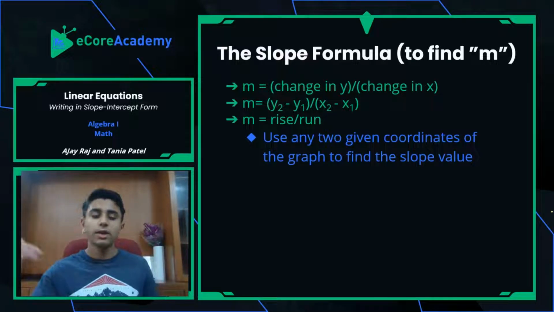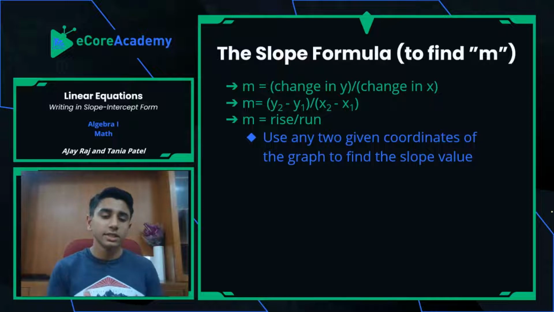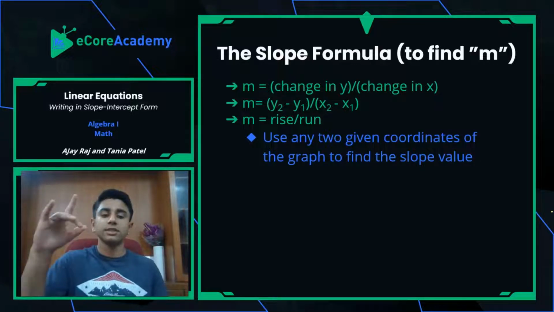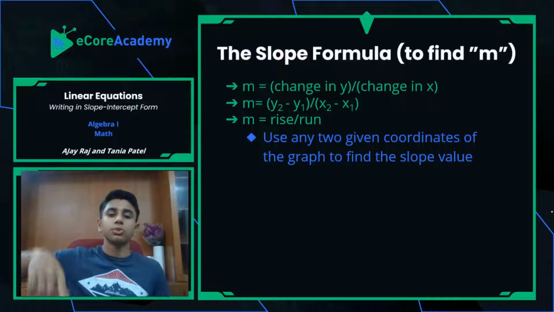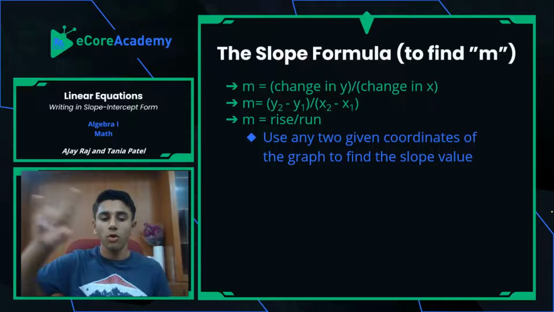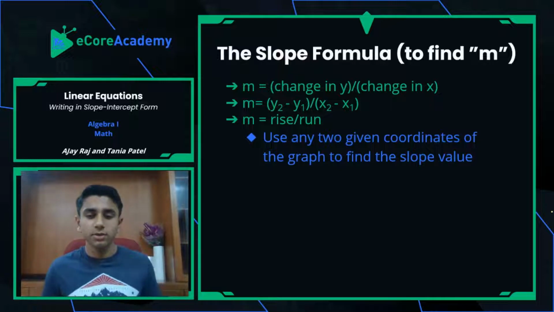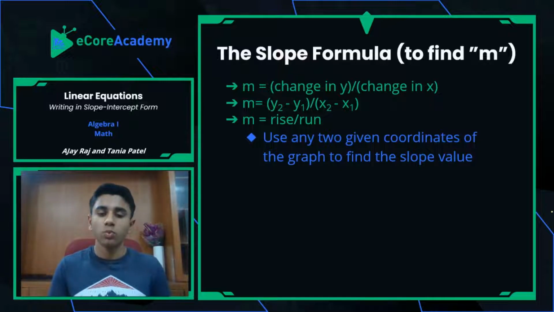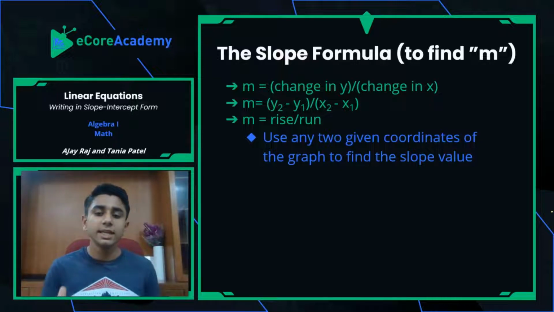So if you look at a linear graph, essentially what you're going to be doing is calculating the rise over the run. The rise is going to represent your y values, how much your y increases every time you're going over a certain distance. So it's your rise over your run. Another way to convey that is y2 minus y1 over x2 minus x1. So you can use any 2 given coordinates of the graph to find the slope value.